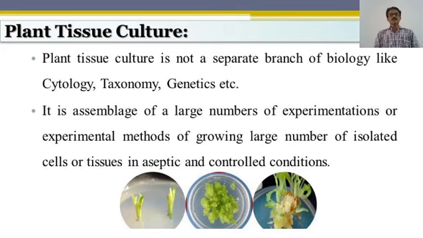So what we are doing here is taking some cells or tissues from a part of a desired plant and then growing them on a specific nutrient medium in aseptic or controlled condition to get the intact plant, a large number of plantlets within a short period. So this is the basic procedure and objective of plant tissue culture.